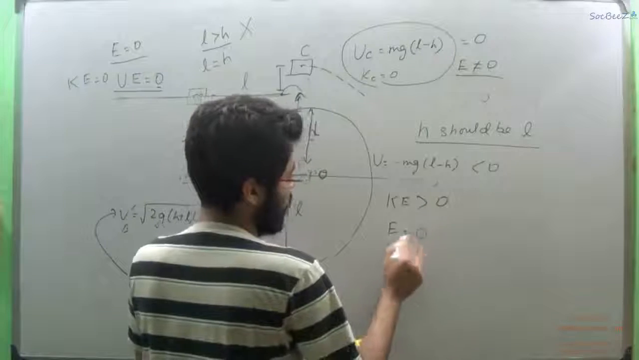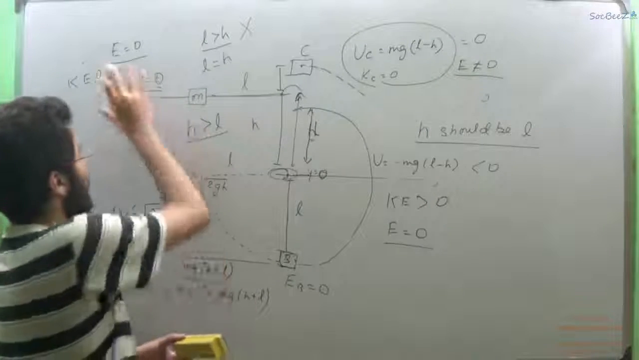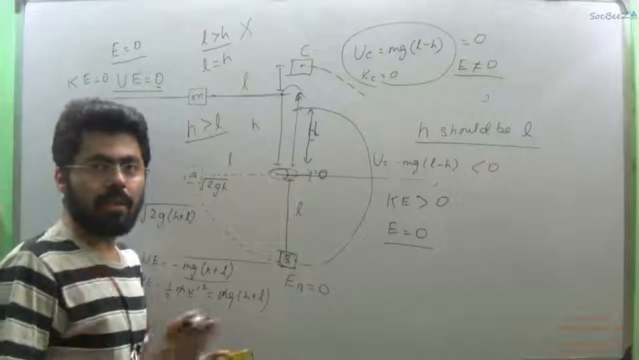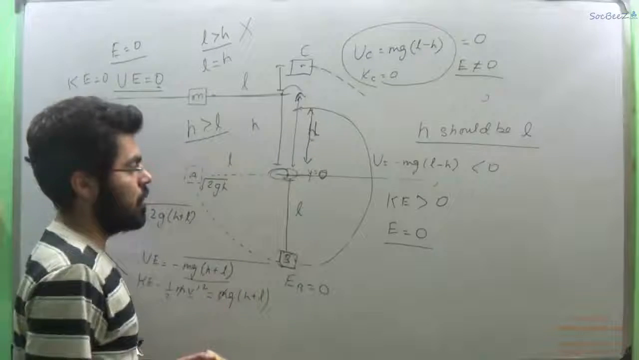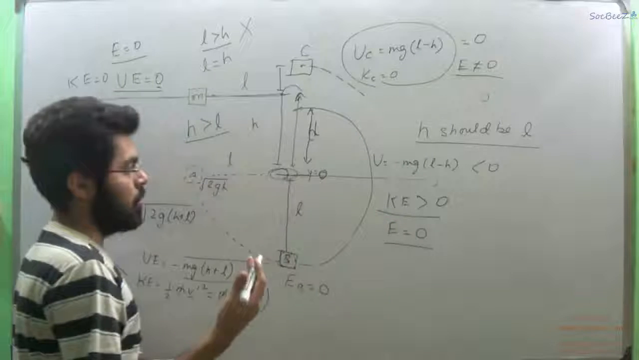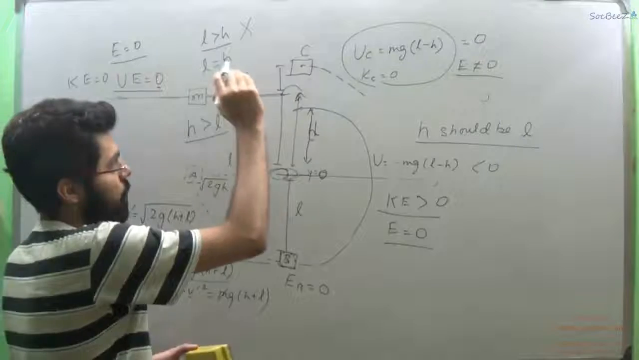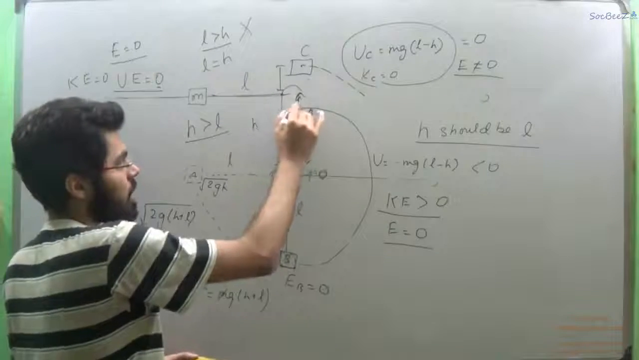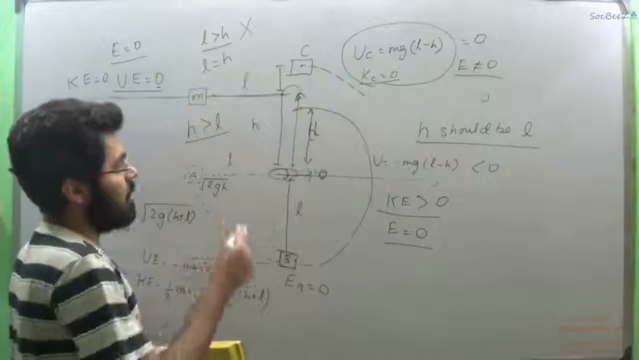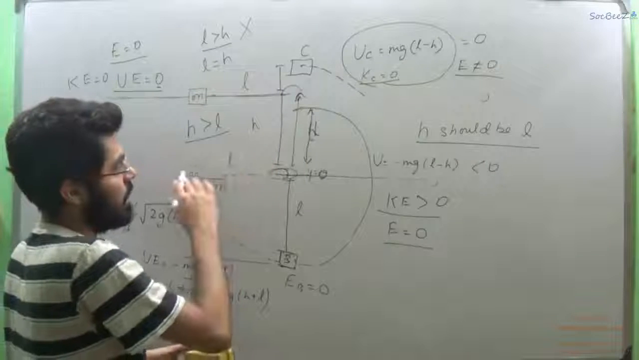Why are we taking at every instant total energy to be zero? Because we have started from a point where total energy was zero. So that's why at every instant of time total energy will always be zero. So this is also possible. Kinetic energy can be zero. So what do we infer from here? That if H is just equal to L, then this block will reach that height and it will have a kinetic energy zero.